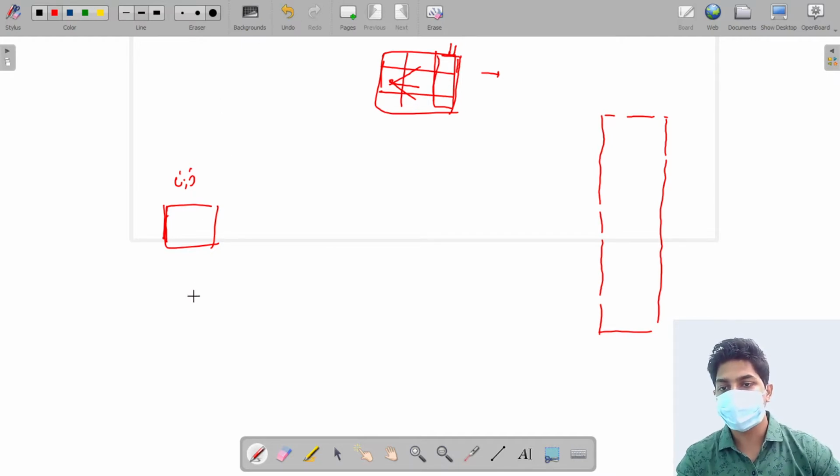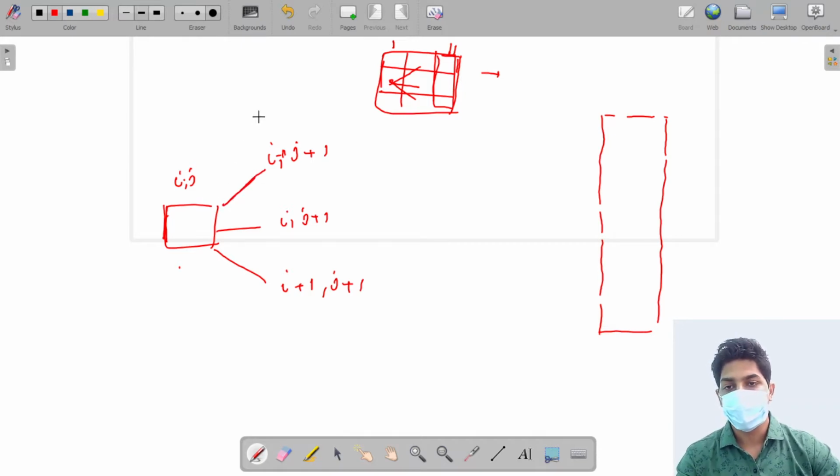Now if I am in the starting column, then I can move only in three directions. I can move either to i minus 1, j plus 1, or i comma j plus 1, or i plus 1, j plus 1. I cannot take any move other than this. So what I will do is make a recursive call and ask this guy, you tell me what is the maximum gold that you can dig if I start from you. Same I will ask this particular guy and this particular guy.